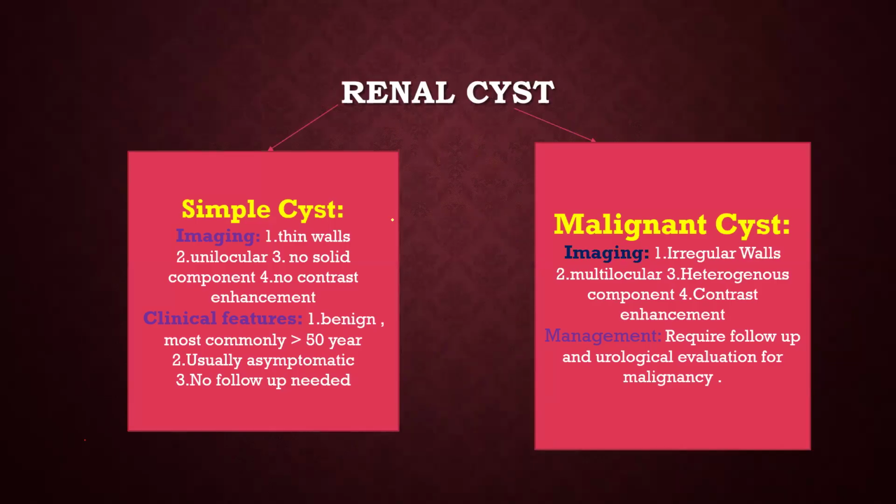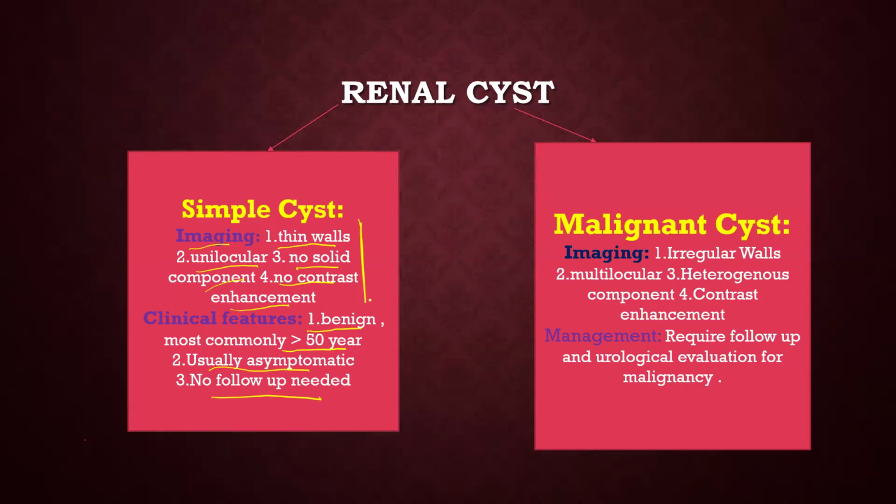It is very important to differentiate a simple renal cyst from a malignant renal cyst. A simple cyst on imaging has a thin wall, is unilocular, with no solid component and no contrast enhancement on CT scan. Clinically, a simple cyst is typically benign, most commonly in patients around 50 years of age, usually asymptomatic, and no follow-up is needed.